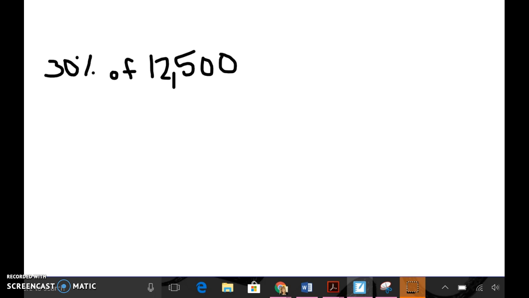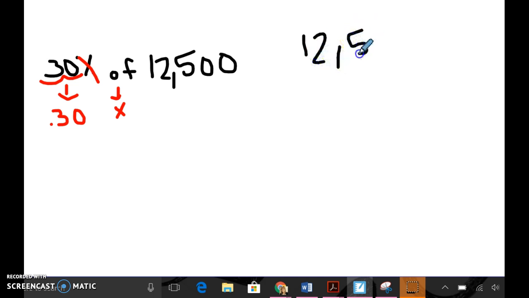You know that first you need to change the percent to a decimal. So you drop the percent sign, put that decimal place in there, and move it 2 times. So I want 0.3 or 0.30 of, which means multiply, times your 12,500. When you multiply that out, I'm just going to do 0.3, because 0.30 and 0.3 are the same.